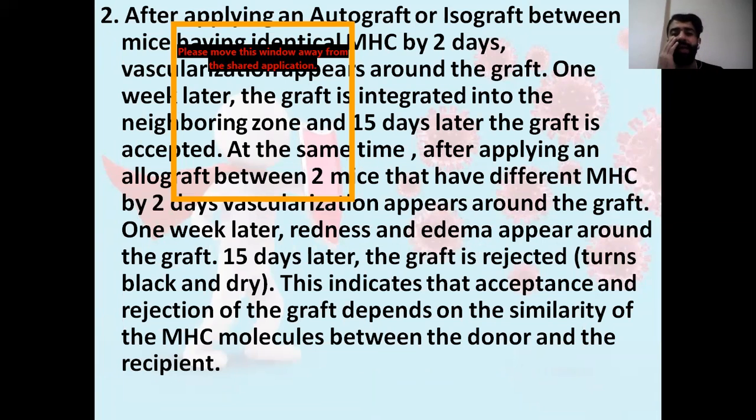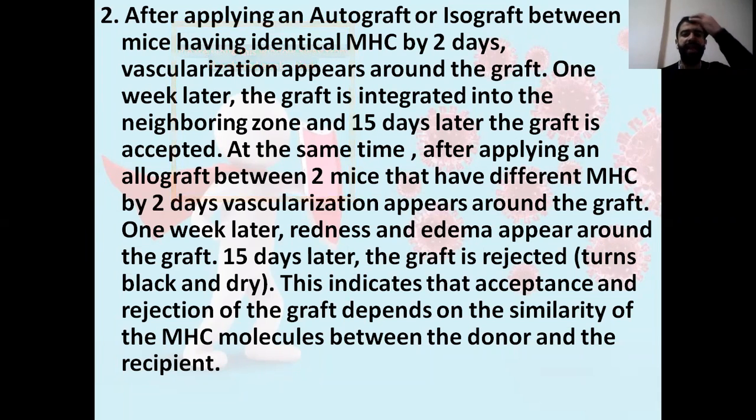So after applying an autograft or an isograft between mice having identical HLA or identical MHC, by 2 days, vascularization appears around the graft. 1 week later, it's integrated into the surrounding region or the neighboring zone, and 15 days later, the graft is accepted.